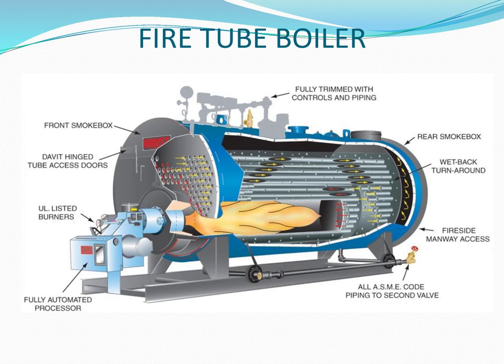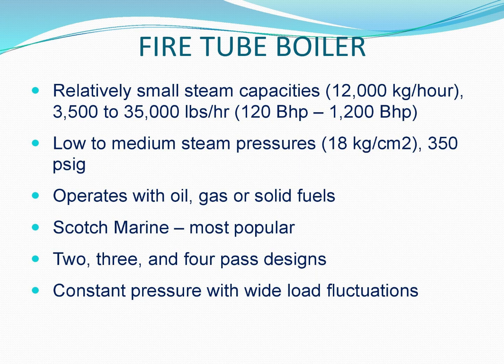Typical fire tube package boiler. This slide shows you the typical package type fire tube boiler. Fire tube boiler: relatively small steam capacities, 12,000 kilograms per hour, 3,500 to 35,000 pounds per hour, 120 bhp to 1,200 bhp. Low to medium steam pressures, 18 kilograms per square centimeter, 350 psig. Operates with oil, gas or solid fuels. Scotch Marine, most popular, in 2, 3, and 4 pass designs. Constant pressure with wide load fluctuations.